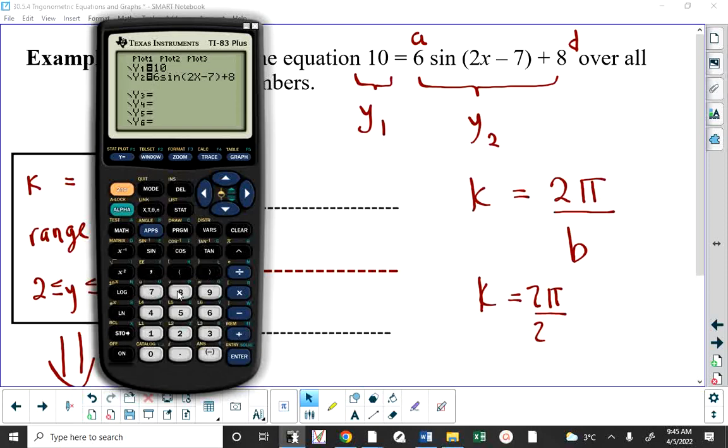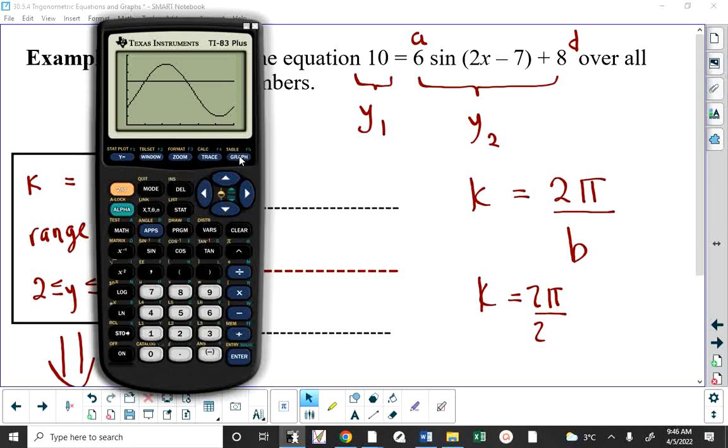I want to review some things right now with you. You have to find the period and the range to set up the window settings so that you will see a full cycle of the graph, always. You have to be in radians because there's no degree symbol. Graph. Now, oh, there it is. There's the 10 and there's the other one. So I'm seeing that this thing has two solutions from 0 to pi.